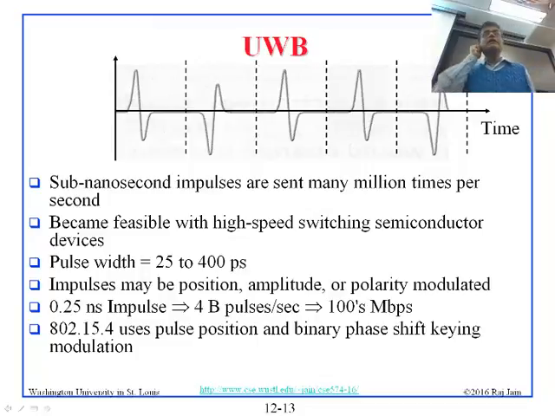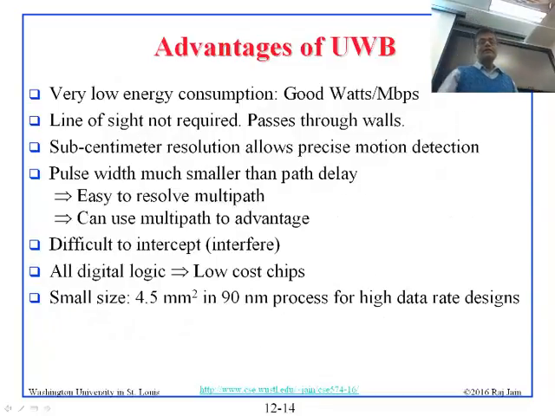So, one group in 802.15.4 decided to use UWB-based communication for short distance, and using pulse position and binary phase shift keying modulation. Now binary phase shift, we know what that means, is basically phase depends upon the value of the symbol. Just like QAM, you can have multiple bits and then do the phase, and then you can also use the position as well. Have another bit.